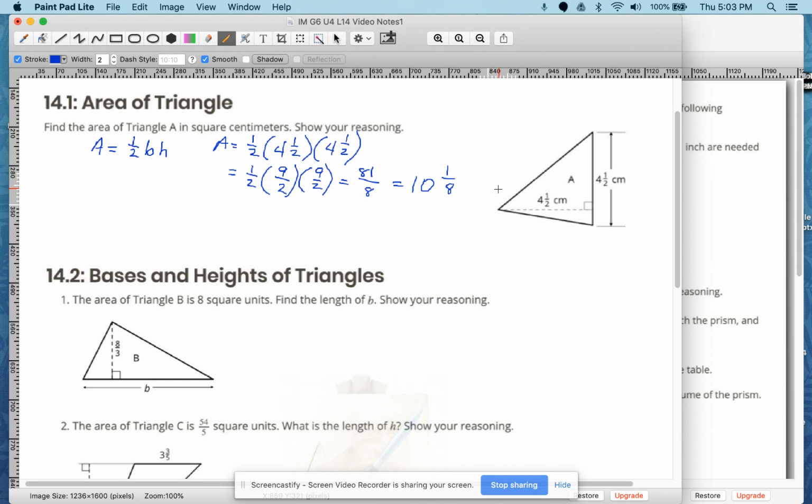Now they gave us the measurements here, and it's in centimeters, so our answer should be in centimeters. And when we take the area, it's centimeters squared, because we're working with a height and a length. There are 2 dimensions there. So this, my friends, is your final answer.